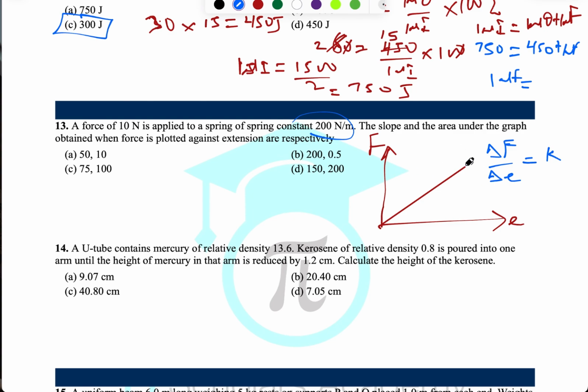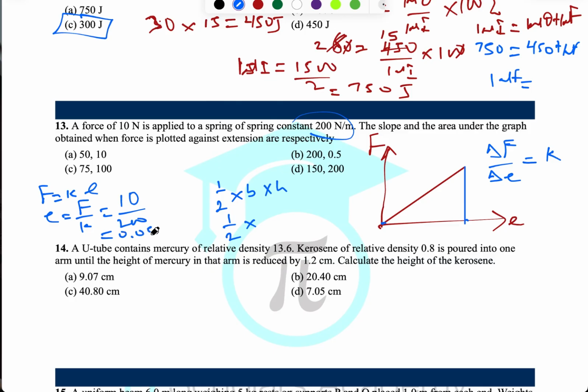However, the area under this is going to give work done. If you look at the area, this is a triangle, and the area of a triangle is half multiplied by base multiplied by height. So half times, what is the base? The base is the extension from this place to this place. Let's quickly find the extension here using F equals KE. So E equals F over K. And what is F? F is 10. K was 200. If you do this very well, that would be 0.05 meters. So that is the extension.